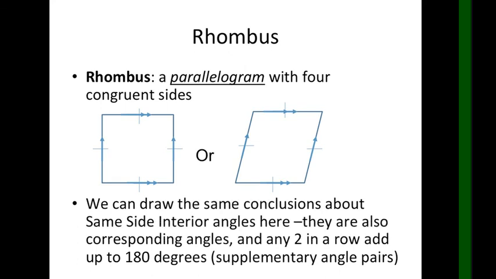Rhombus. Rhombus is a parallelogram. It is a type of parallelogram with four congruent sides. This one is a rhombus or this one? This one is a rhombus. We can draw the same conclusion about same-side interior angles here. They are also corresponding angles and any two in a row add up to 180 degrees, supplementary angle pair. So, ibig sabihin daw, lahat na kapag yung dalawang sides, dalawang angle nito pag pinag-add, supplementary siya. Supplementary angles, or equal to 180.